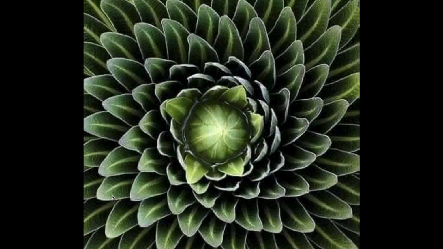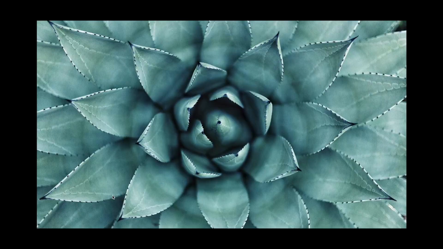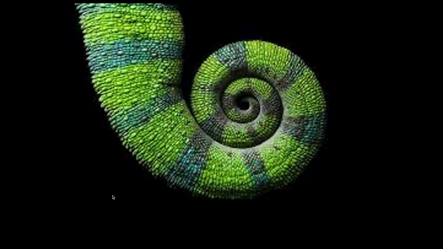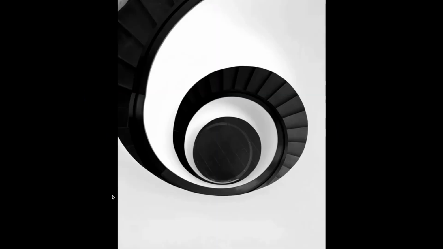Sunflowers are also radials as well. Icicles, ice plants, radials. You can make your own radial. Here we just have some pencils pushed together, forming a radial. Or here a bunch of butterflies forming a radial. A lizard's tail, radial. Here's another stairway that's been photoshopped. Here's some more circles forming a radial.